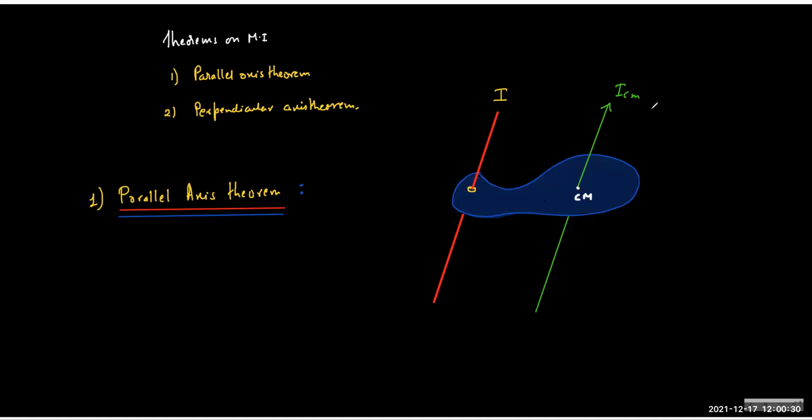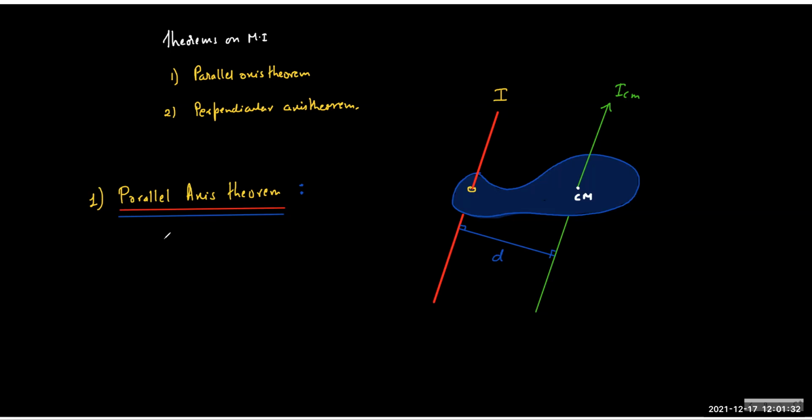Now there may be infinite ICM, but I am only interested in that ICM which is parallel to the desired axis, the axis of which we want to find the answer. So I is what we are looking for, and ICM is something you know in advance, somehow. Between these two axes there must be some perpendicular separation. So what else we need to know is the perpendicular separation between the axes. Let's call it D.